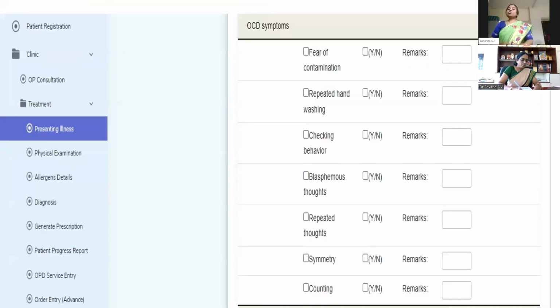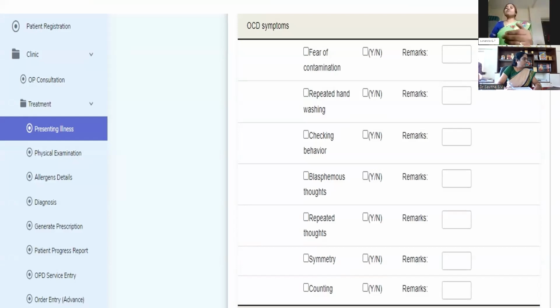Next slide. So this is specifically designed for OCD symptoms. Here, fear of contamination, whether present or not, repeated washing, whether it is there or not, checking behavior, whether it is there or not. With that, we know how many OCD symptoms the patient is having. These can be marked by the nurse, or sometimes junior residents can also mark these things, but we are following this, our nurses are marking these things, and we are doing a very systematic assessment of the patient.